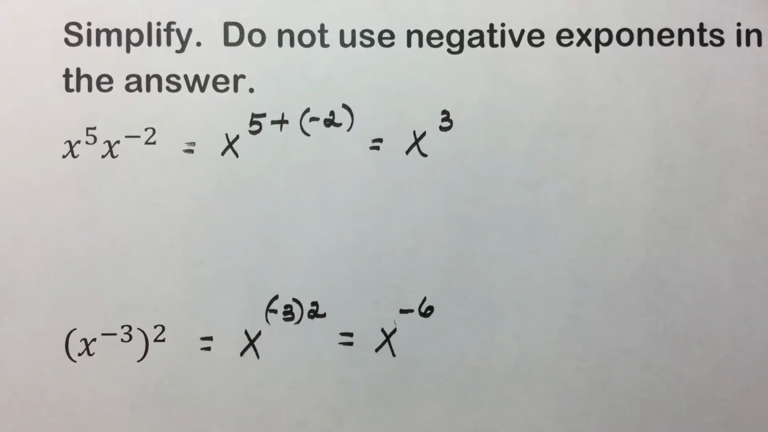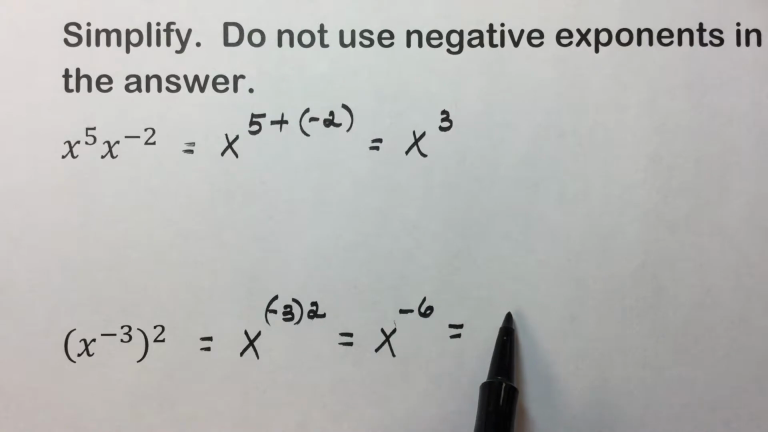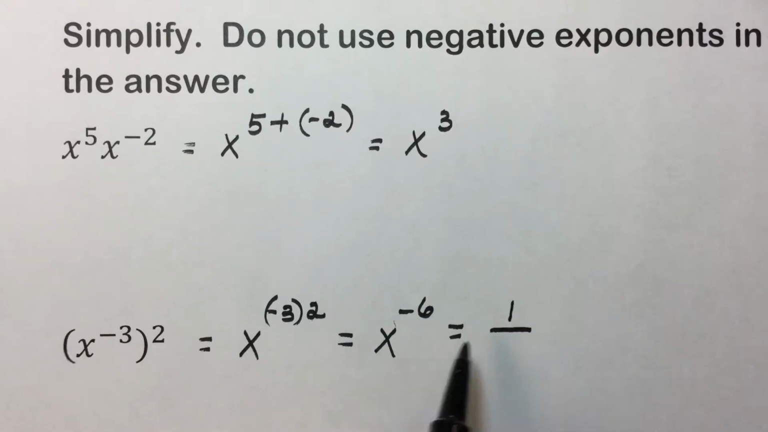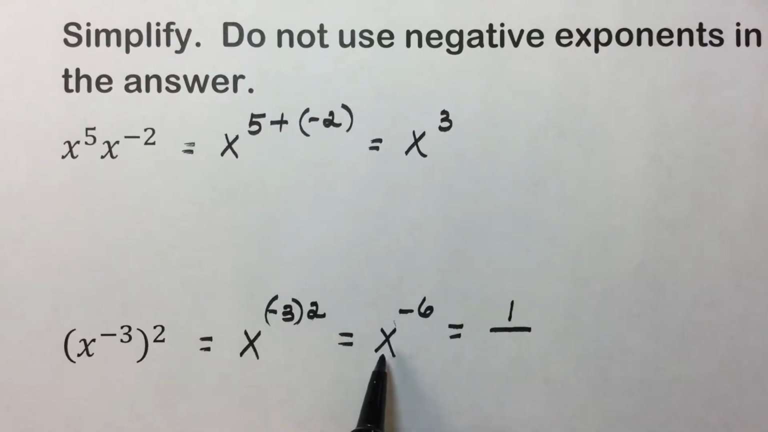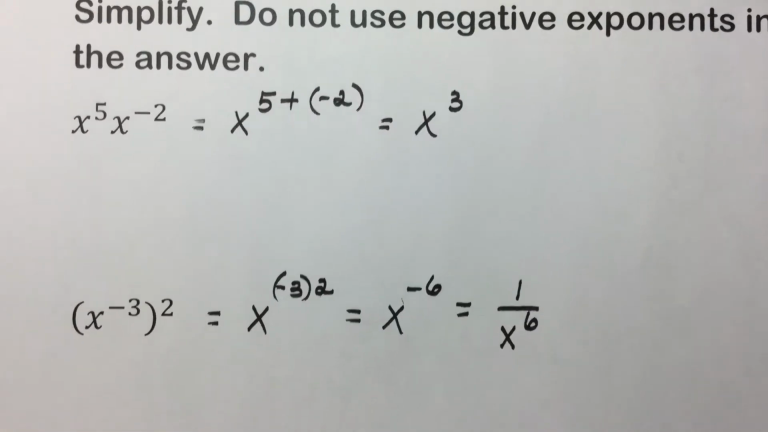The instructions tell us to simplify and also not to use negative exponents in the answer. So using the negative exponent property, we will drop this exponent to the denominator to turn it from a negative to a positive. So an equivalent expression for the given is 1 over x to the power of 6.